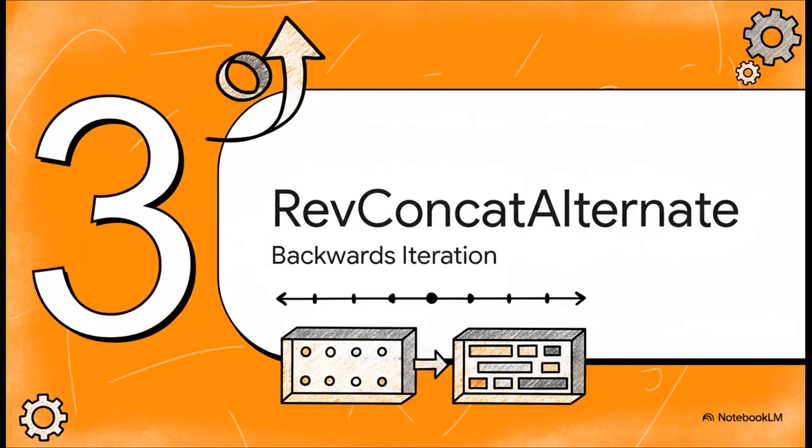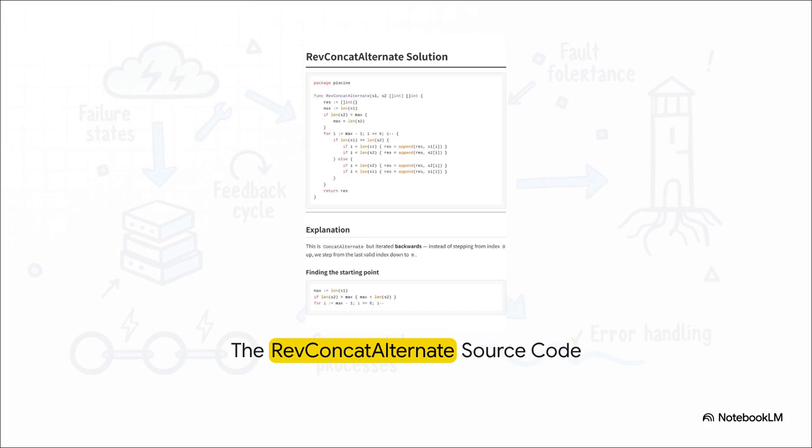All right, section 3. Rev concat alternate, backwards iteration. The premise for this one is a bit of a brain teaser. This function takes two slices of integers and concatenates them in reverse order. It alternates picking elements from each slice, but with one strict rule. It must always give priority to the larger slice. Let's see how it pulls that off.